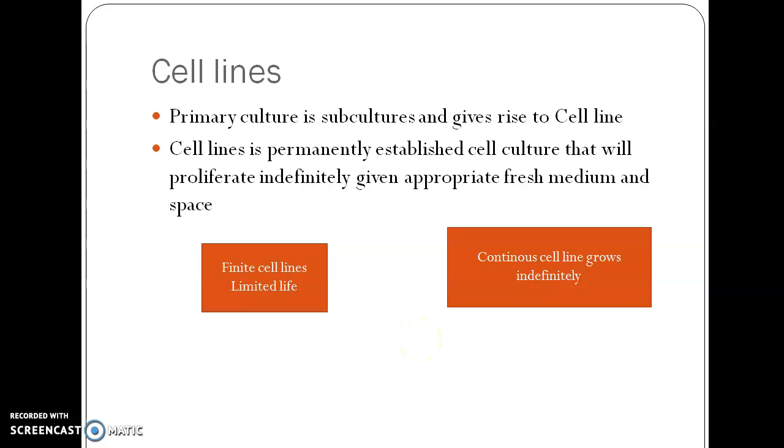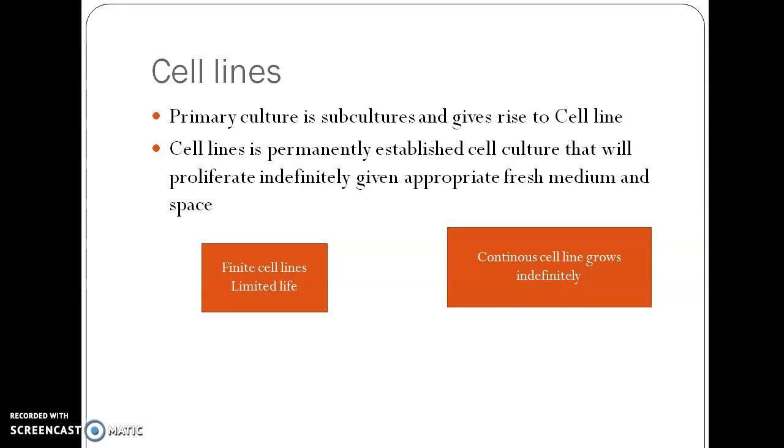Cell line, we had already mentioned that earlier, that is, primary cell culture can be developed into a cell line. Cell line means it is a permanently established cell culture that will proliferate or divide indefinitely. So, a cell line is a permanently established cell culture which will divide infinitely when provided with fresh medium and space. Cell lines may die after a certain time. That is called finite cell lines. Some may grow indefinitely. They are called continuous cell lines.